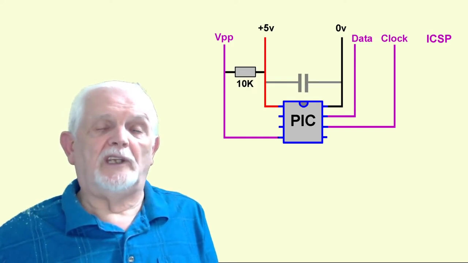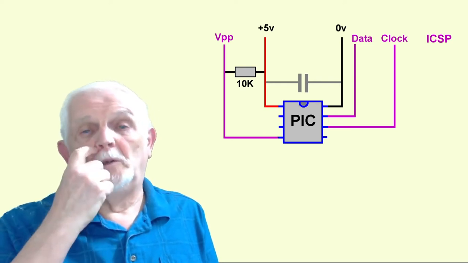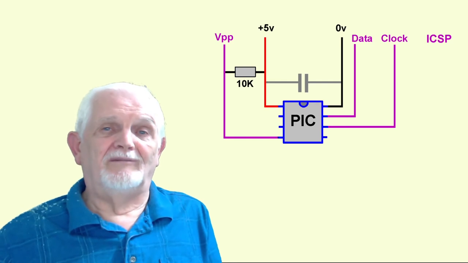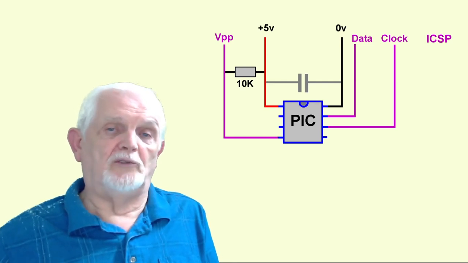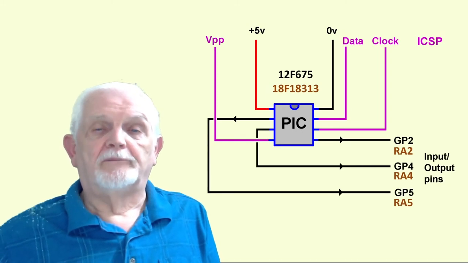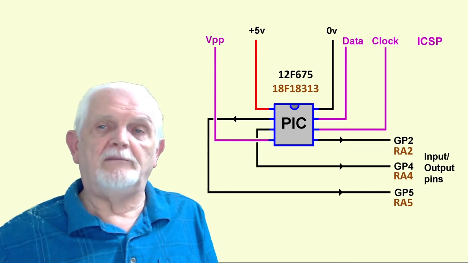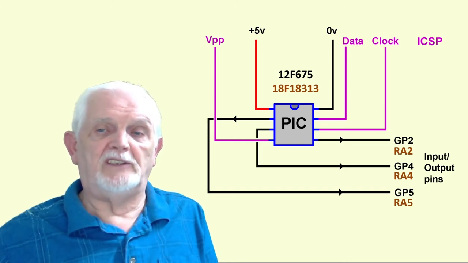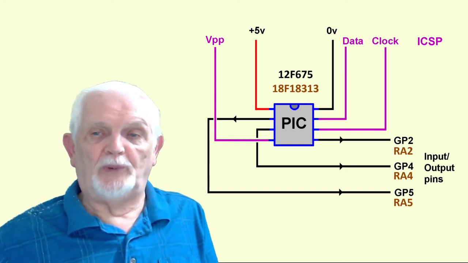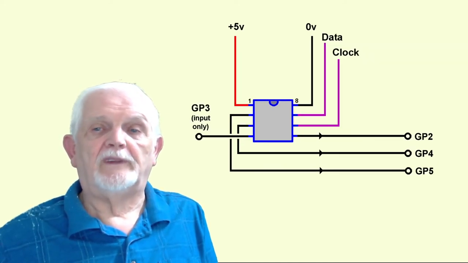You can use a pull-up resistor on the VPP, or you can decide just to write your code to tell it, don't use that for programming, use it as an I/O. So that's the basic. If you don't want to unplug anything and leave the ICSP connected, you've got three possible input-output pins. Like that.